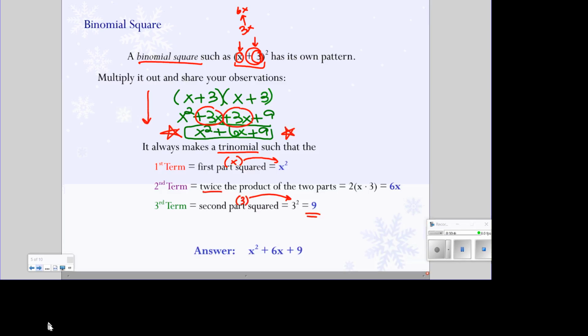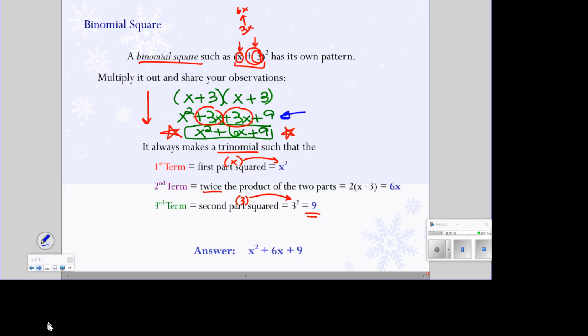Giving us that x squared plus 6x plus 9. So if you can identify the pattern and what happens with each of the parts of the binomial when we square a binomial, then you can actually jump straight from x plus 3 squared to the x squared plus 6x plus 9 without having to stretch it out and do all of this stuff in the middle here.